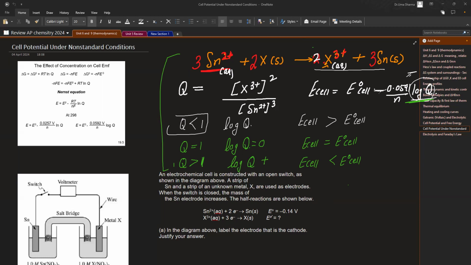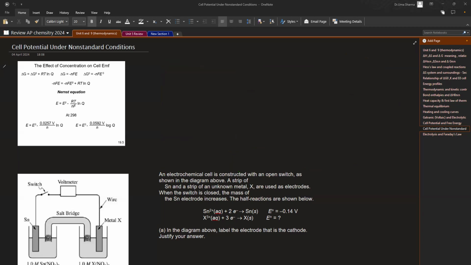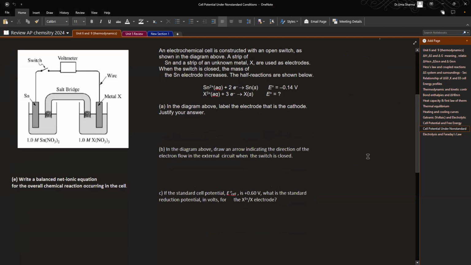Now the questions will be based on the Nernst equation like this. Not complicated questions. They will not ask you to do any calculation. They will ask you to predict. So we are doing this question now. This one.